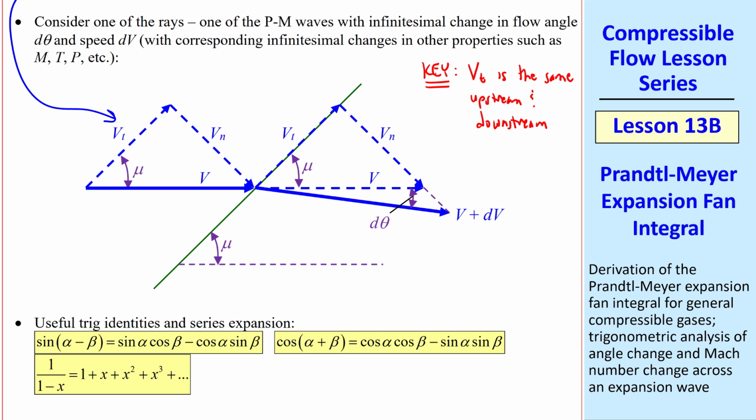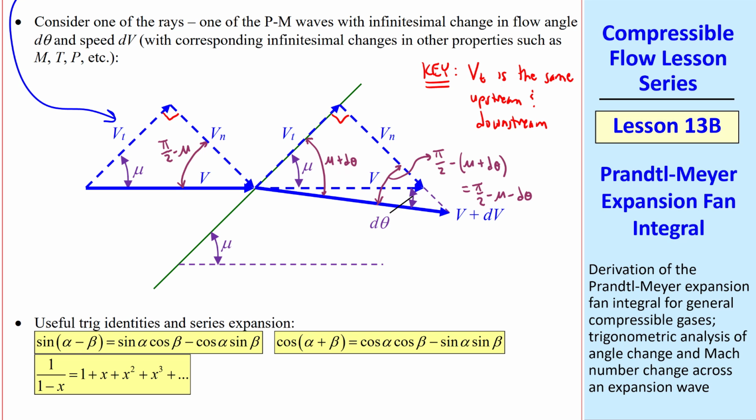Let's analyze some of these angles. Both of these are right triangles. So this angle is pi over 2 minus mu, since the angle on the opposite side is mu. And similarly, since this angle is mu plus d theta, and looking at this larger triangle here, this angle is pi over 2 minus angle mu plus d theta, or pi over 2 minus mu minus d theta.